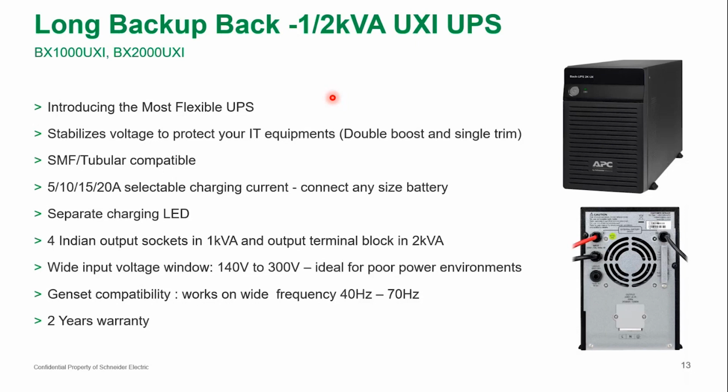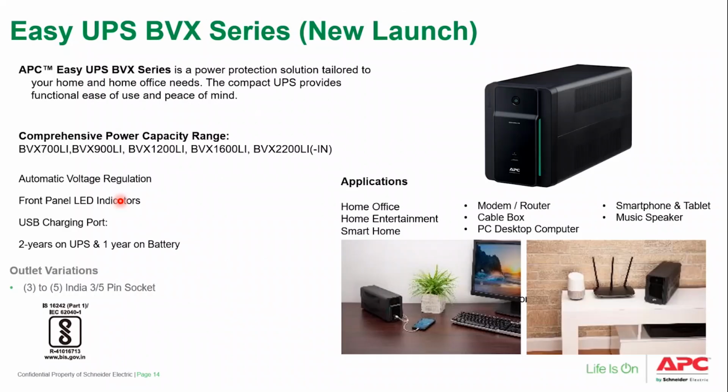So next one is BX 1000 and BX 2000 UXI. These are the only models in the Back-UPS series which are external battery models. They do not have any batteries mounted internally, and they have a much higher charger rating of up to 20 ampere. It means up to 200 Ah of batteries we can connect for very prolonged battery backup requirements. Suppose a customer requires backup on such a load for 6 to 8 hours, then we can propose these models to the customers. Am I clear? So we are done with the Back-UPS.